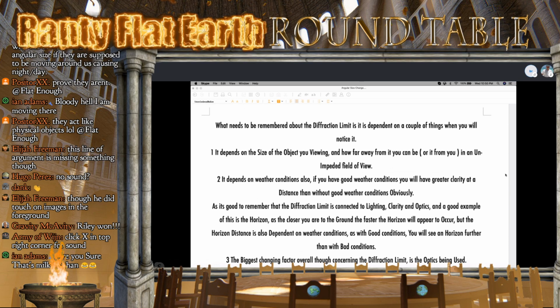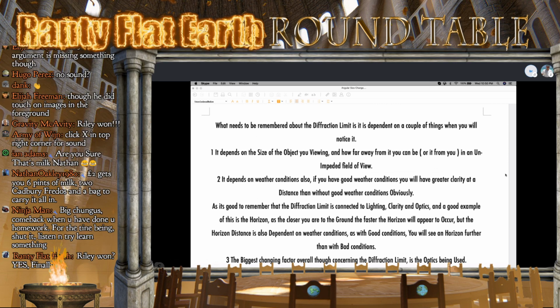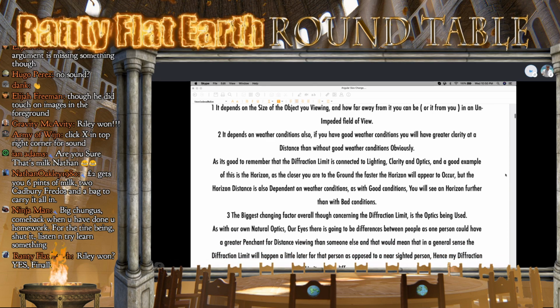A good example of this is the horizon. The closer you are to the ground, the faster the horizon will appear to occur. But the horizon distance is also dependent on weather conditions, as with good conditions you will see a horizon further than with bad conditions. Three, the biggest changing factor overall concerning the diffraction limit is the optics being used.